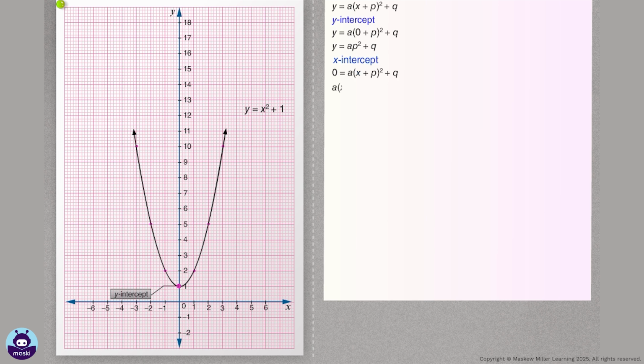Similarly, the x-intercepts can be determined by substituting y equals 0 in the function. Solving for x, we get x equals plus or minus square root of negative q over a, minus p. From the expressions, it is obvious that an x-intercept can only exist when negative q over a within the square root is positive. This is because the square root of a negative number is not real. In other words, the sign of q and a must be opposite in order that the expression q over a is negative, and the expression negative q over a is therefore positive.